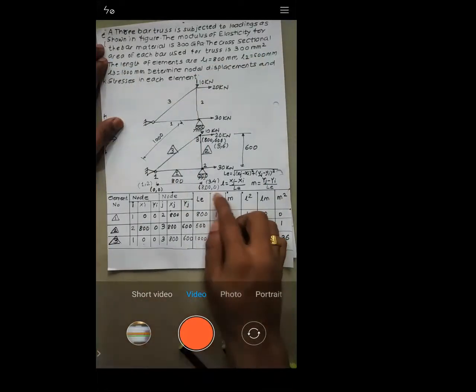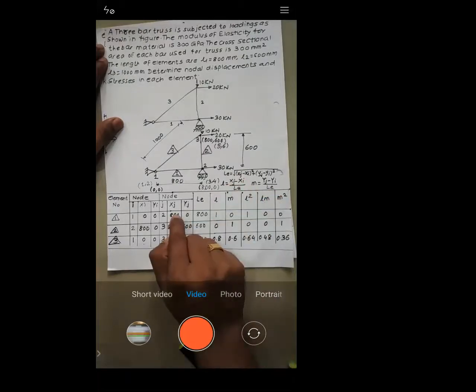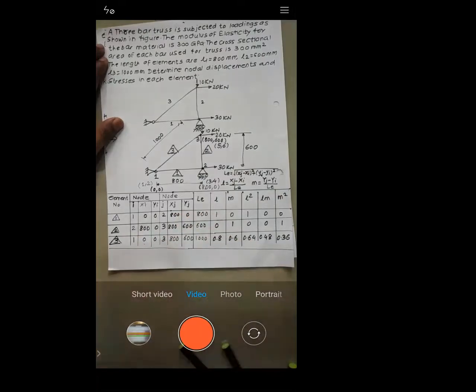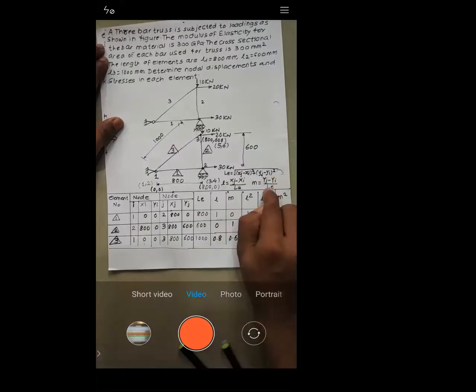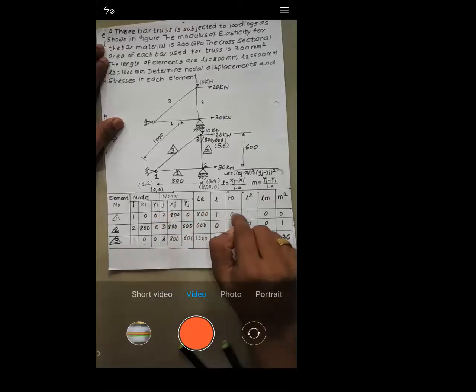Next, l can be calculated using the formula xj minus xi by le. That is 800 minus 0 by 800, so that is 1. Similar for the other elements. Similarly we can calculate m, that is yj minus yi by le. yj is 0, minus yi, which is again 0, so 0 minus 0 by 800 is 0.